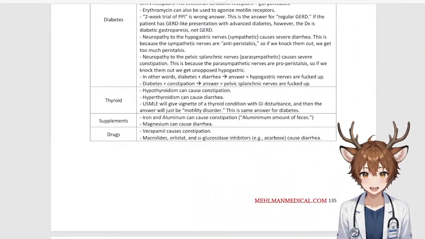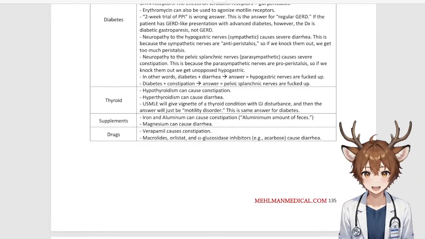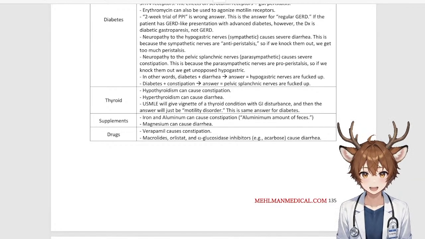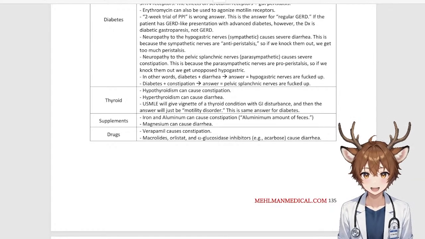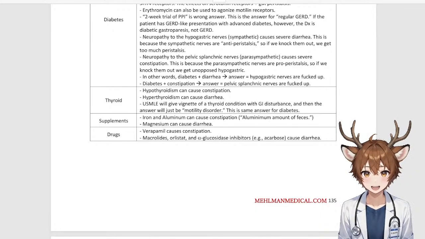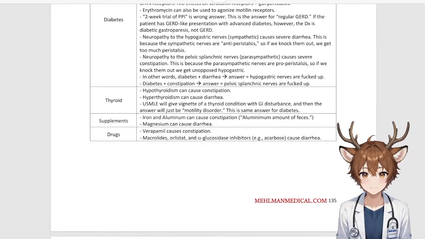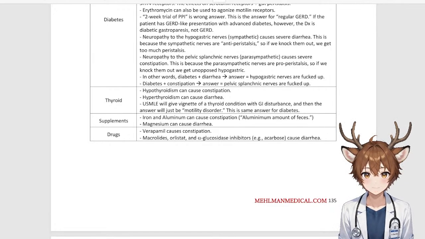What about thyroid? Hypothyroidism can cause constipation. Hyperthyroidism can cause diarrhea. USMLE will give a vignette of a thyroid condition with a GI disturbance, and then the answer will just be motility disorder. This is the same answer as for diabetes.